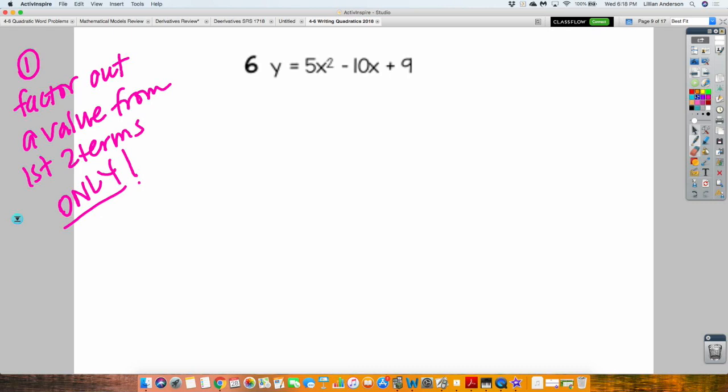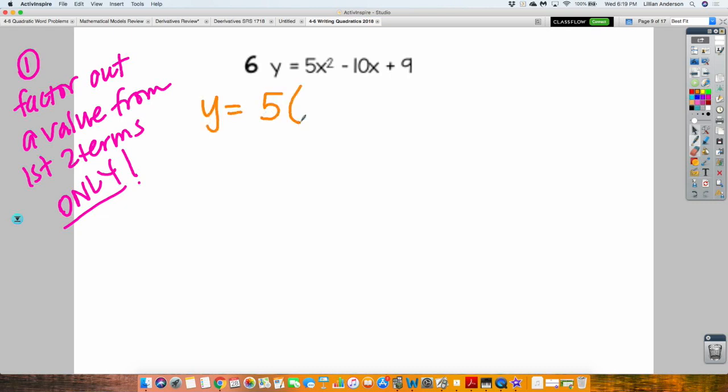Now, when we were solving, yes, we divided everything by the a value, but because we're trying to write it in a different form, we cannot lose the a value. The a value in standard form should be the same a value in vertex form. So if we divide it out, we lose it. That's why we factor it out, and we only factor it out of the first 2 terms only.